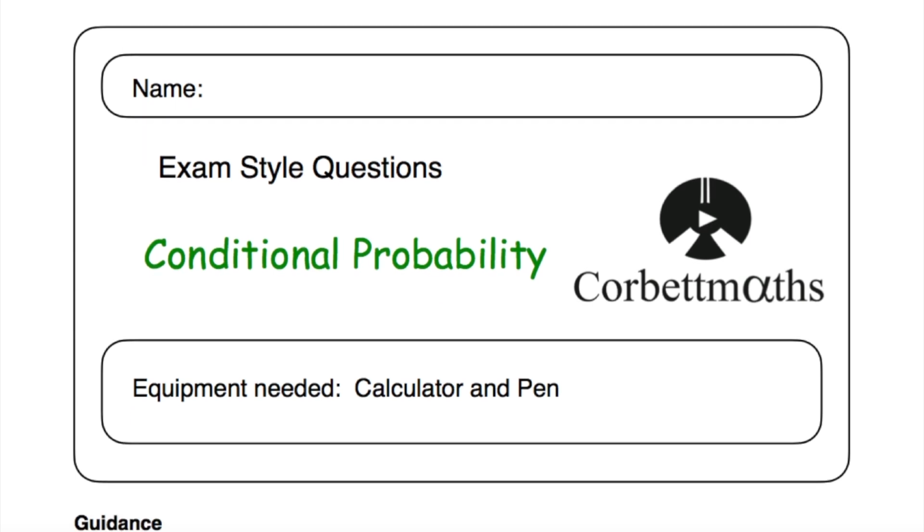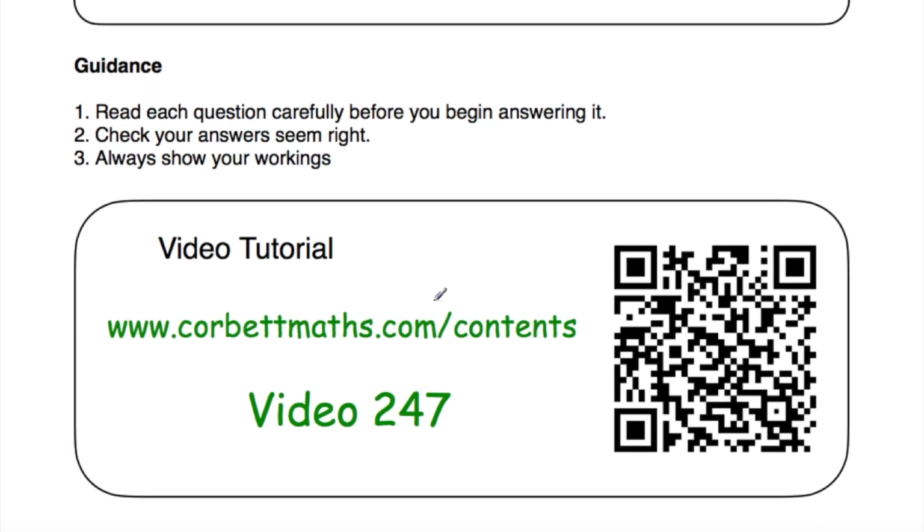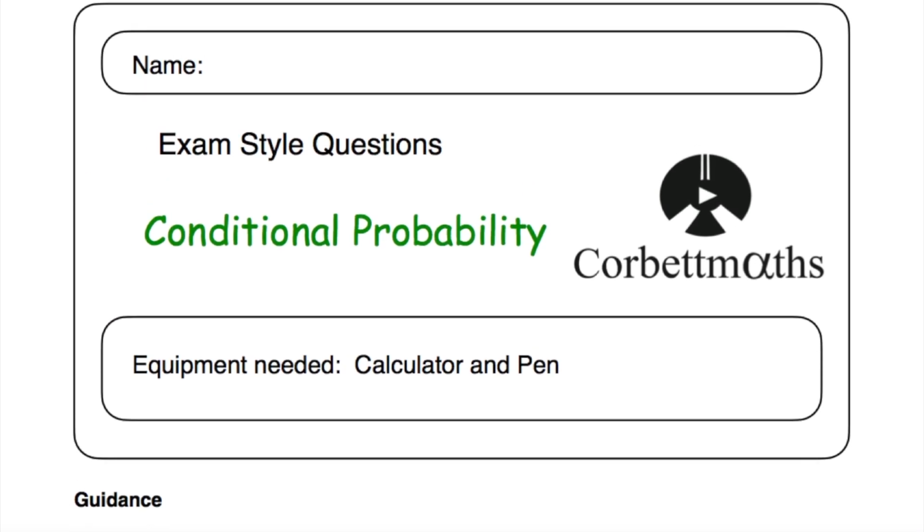So these have been the video solutions to the Corbettmaths Practice Questions on conditional probability. If you need any extra help on this topic, if you go to Corbettmaths and go to the videos and worksheets section and scroll down to video number 247, there's a dedicated video tutorial there on conditional probability. Alternatively, you could scan this QR code. But in this video, we're focused on the video solutions to the practice questions.